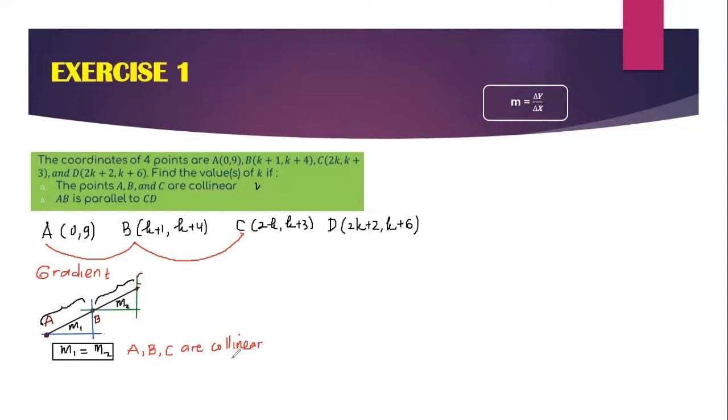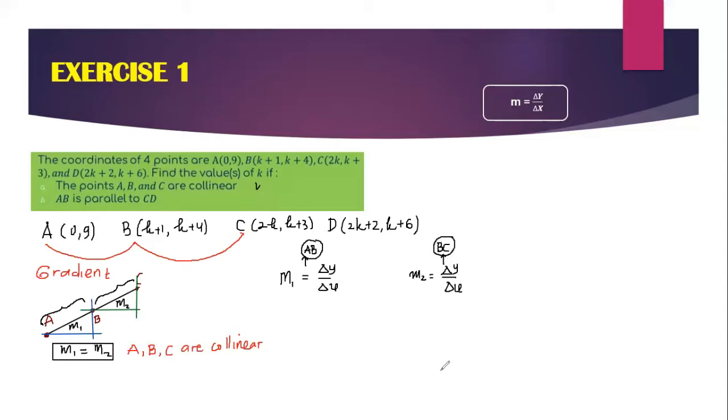Is it clear, right? Okay, our method to solve this question is by using the gradient. Now we are going to find M1. M1 is delta Y over delta X for AB, right? And M2 equals delta Y over delta X for BC.